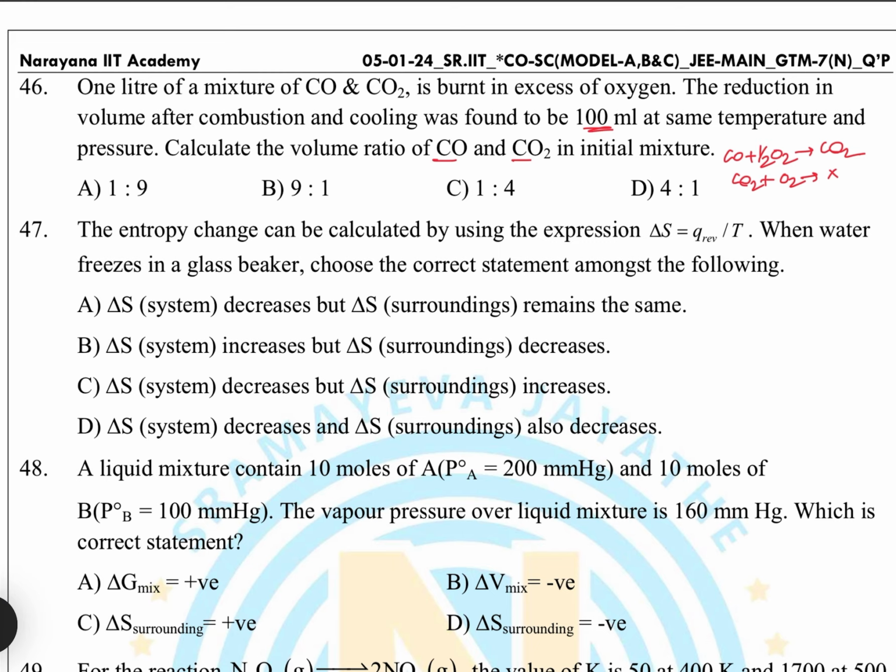100 ml is saying. See, if you take CO 1 ml, you will be getting 1 ml of CO2. So there is 100 ml reduction. That means initially there is 1 liter, that means 1000 ml is there. Finally, you are getting 900 ml. So x ml of CO, if you take, this will become 1000 minus x ml. x ml will become x ml of CO2. If you use this logic, that will be easy for you.